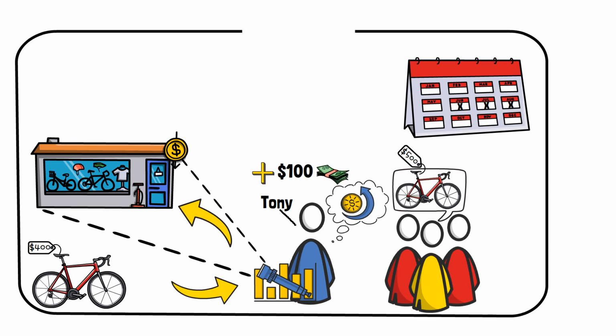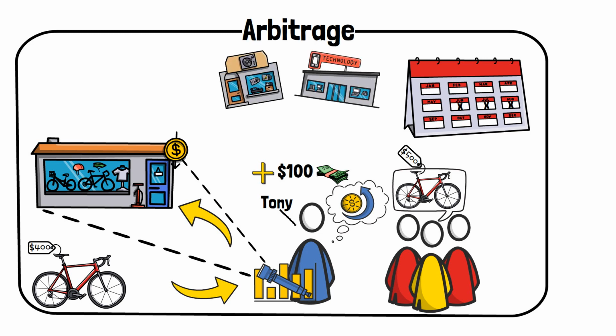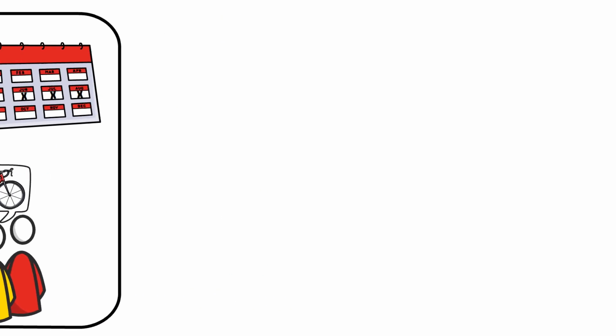This is the basic concept of arbitrage, which can be applied to various markets and industries. You could even say that Tony has just participated in some kind of a bicycle arbitrage. Now, change bicycle with crypto and you'll get closer to what crypto arbitrage is all about.